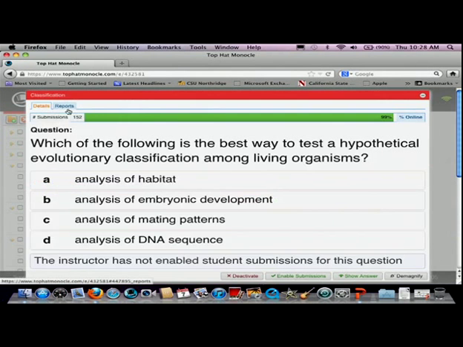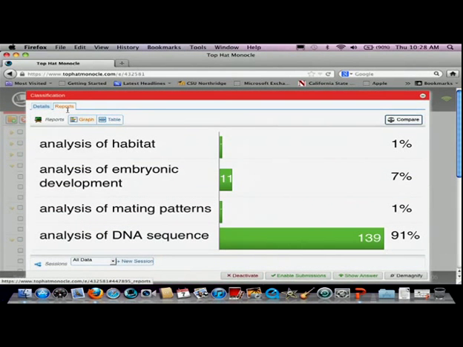Let's show our report. Yay! The best way, right? Yes, you can use embryonic development, right? But if you classified something based on that and then you sequence their DNA and it makes it fit someplace else on the tree, your DNA doesn't lie. That's where you go, okay?